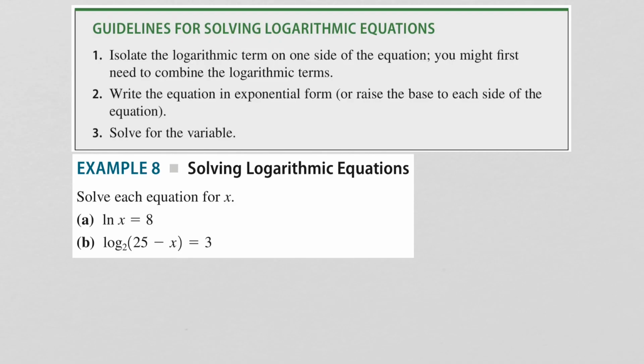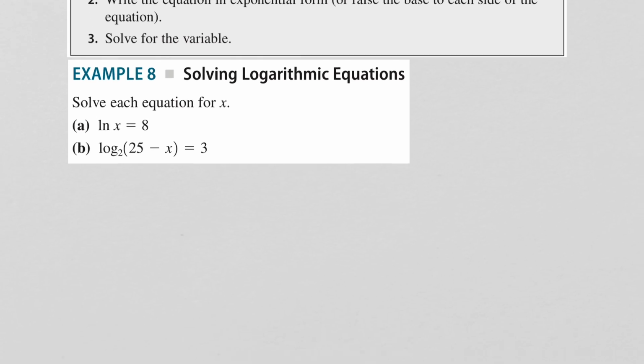Now we have some general guidelines for solving logarithmic equations, and you could read these here, but basically you want to isolate the log term on one side of the equation if you can. Then write the equation in exponential form, if you can, and then solve for the variable. So let's take a look at this next example.